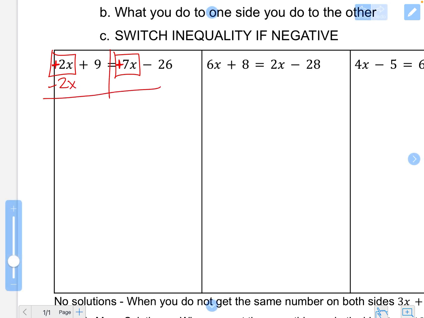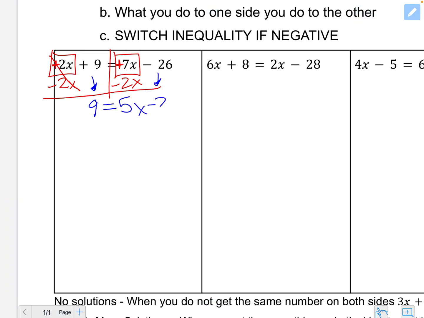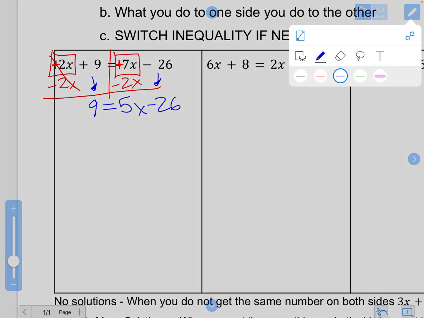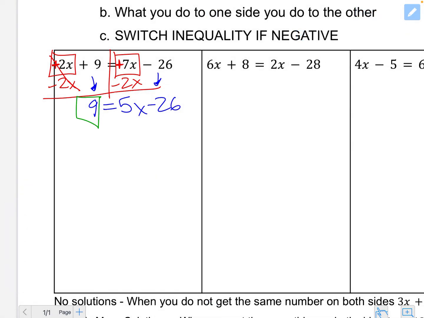What I do to one side, I must do to the other side. My 2x's cancel. I need to bring my constant term down and rewrite my equal sign. 7 minus 2 is going to get me 5x, and I bring my constant term down as well. Now, I've got 9 over here, and he is lonely. We've got to get 9 a buddy on the other side. 9 is a constant term, so I need to find the other constant term on the other side so that he can join 9 and be his buddy. So again, I'm going to switch the sign.